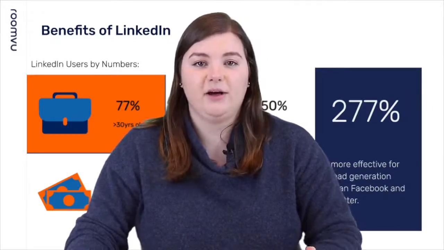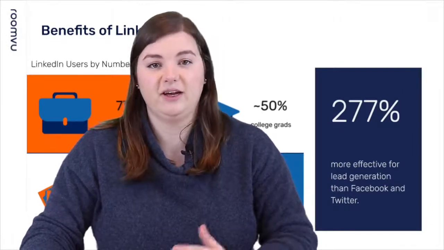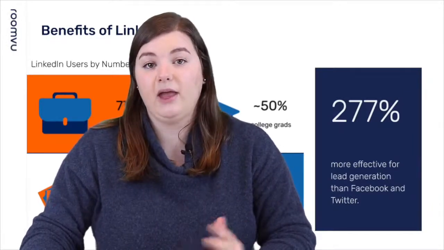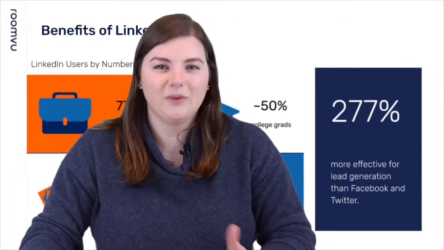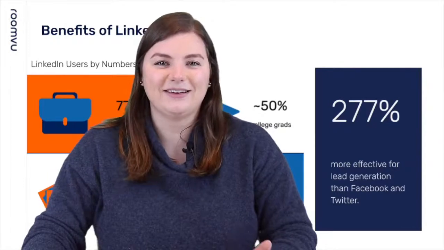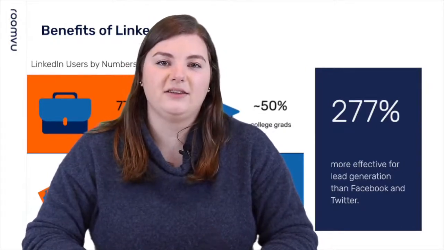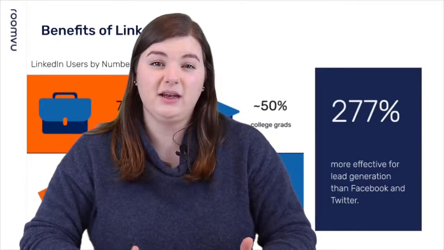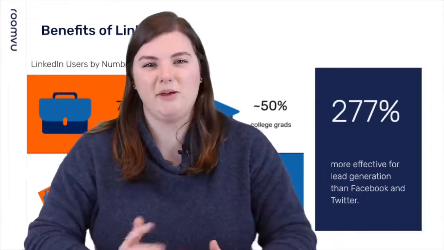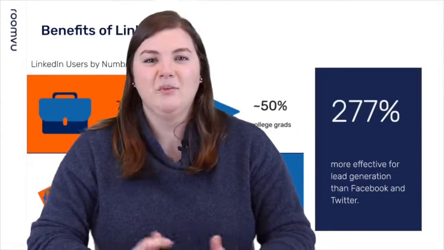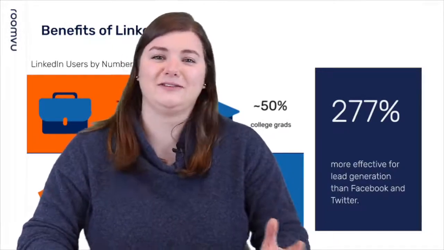So according to HubSpot, LinkedIn was 277% more effective at generating leads than Facebook and Twitter. And this is probably due to something called the low signal to noise ratio, which basically just means that there's less content posted on LinkedIn, and less of that cluttered, noisy content. So what we mean by that is, there's no one posting pictures of the food that they ate last night, or the funny thing that their toddler did.